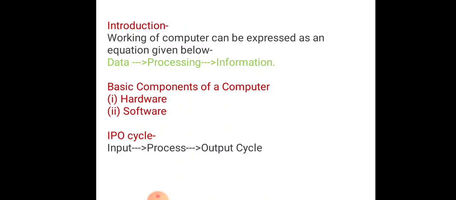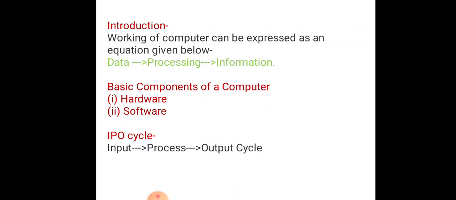Now, basic components of a computer system. A computer is a combination of hardware and software. Hardware is the physical component of a computer like motherboard, memory device, monitor, keyboard, etc. While software is a set of programs or instructions. And both hardware and software make the computer system function.